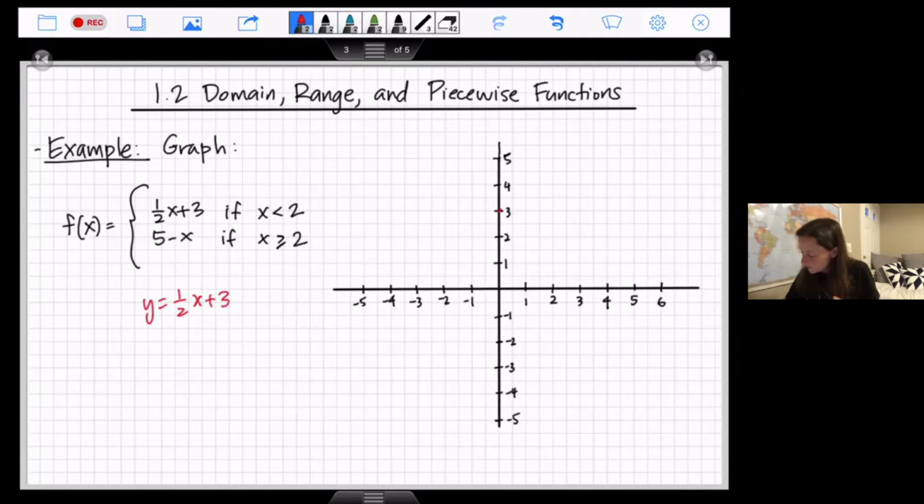And then we want a slope of 1/2. So I'm going to go up 1 and to the right 2. Up 1 and to the right 2. Up 1 and to the right 2. All right, and you could plot a couple points to the left if you want as well. Down 1 and to the left 2. Okay. And then I'm just going to fill in that line.